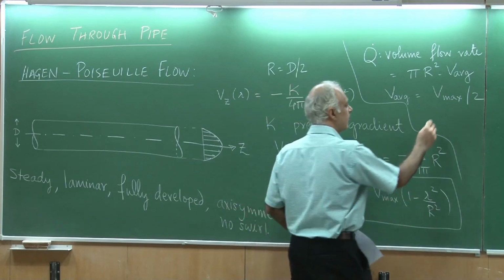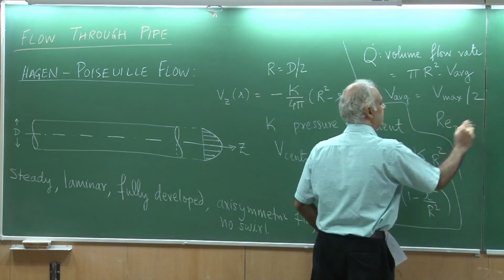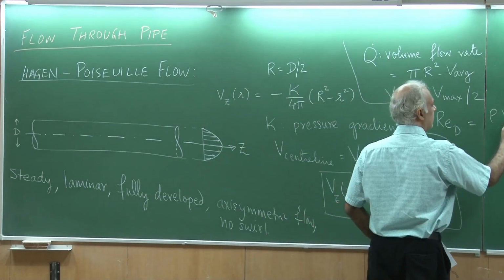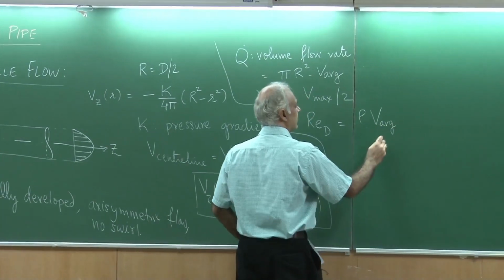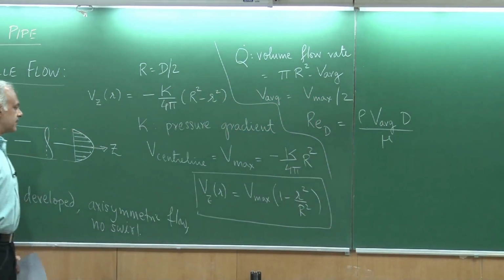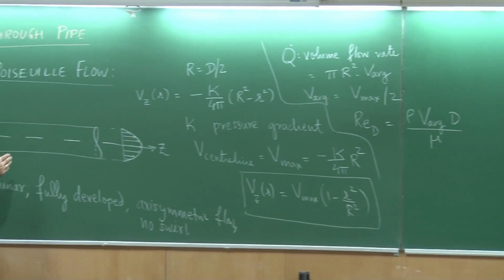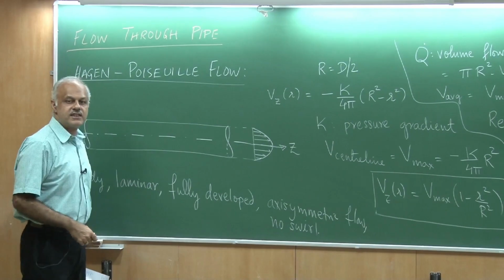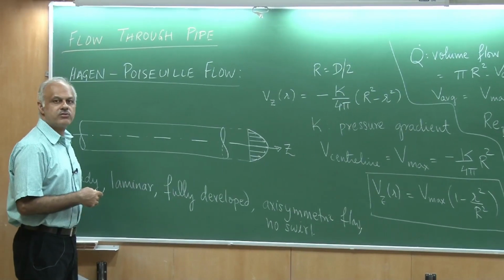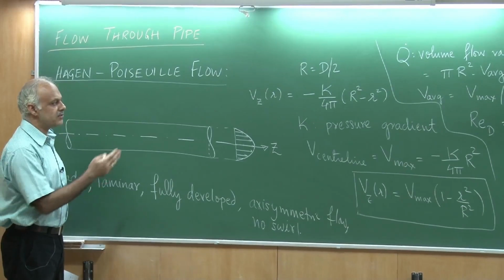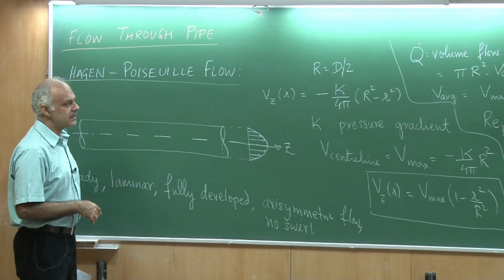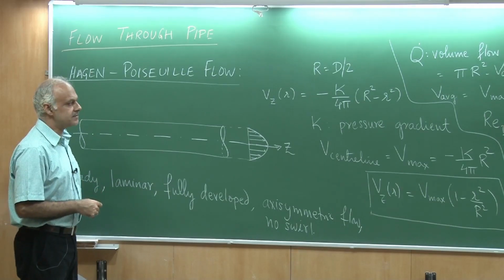We also defined something called the Reynolds number based on the diameter of the pipe, and that we defined as rho times the V average times the diameter divided by the coefficient of viscosity. So, you will notice that for this pipe, because the velocity profile does not change with z, for this fully developed steady flow, I would have a given Reynolds number. It depends on the diameter of the pipe, the average speed, which in turn depends on the pressure gradient, the coefficient of viscosity and density.